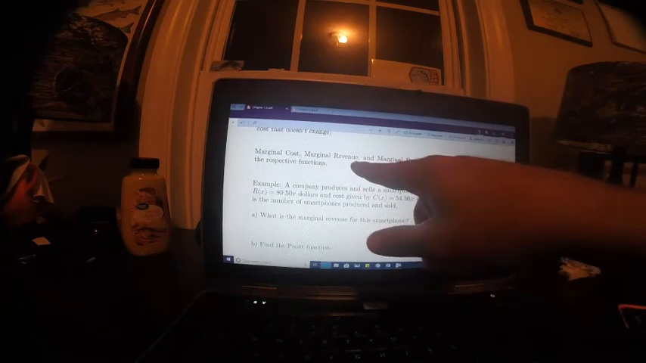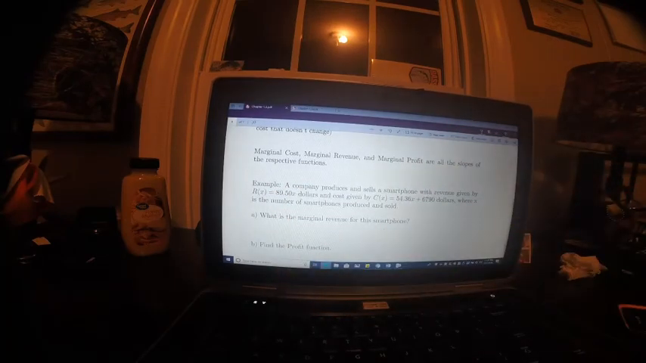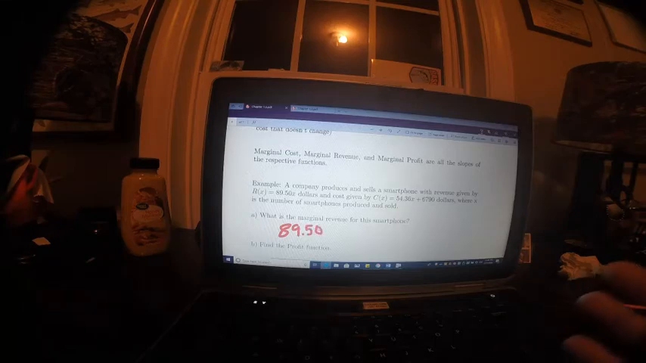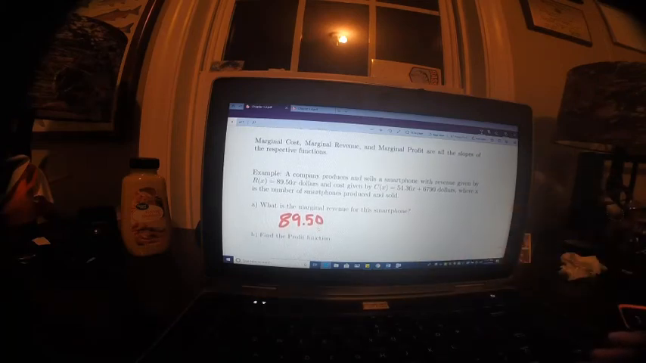Okay, marginal revenue is the slope of the revenue function. So the slope of the revenue function here, R of X, is just 89.5. You can write 0.50 if you want to. That's it. That's your answer. Okay, really complicated sounding problem, but that's your simple answer.